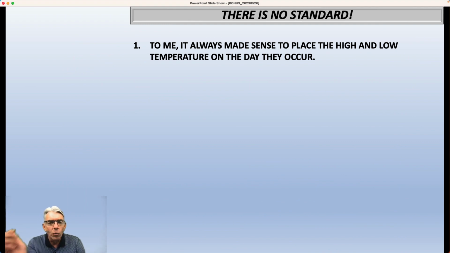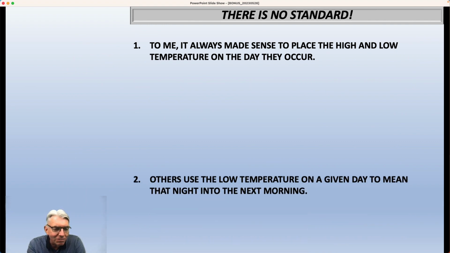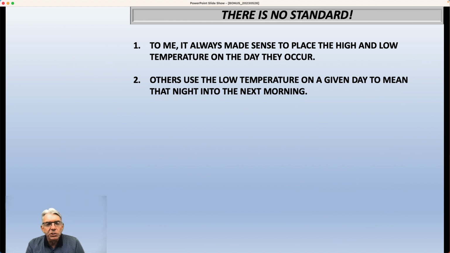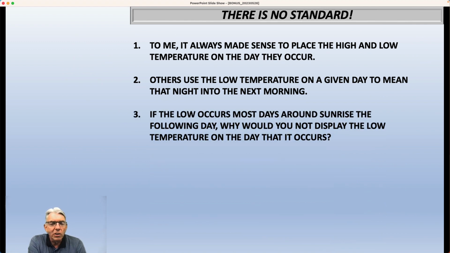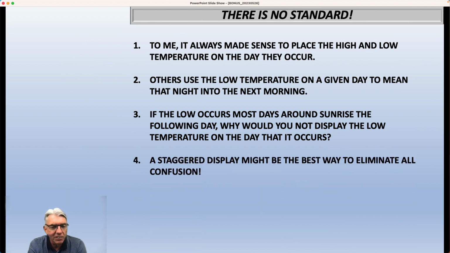To me, it always made sense to place the high and the low temperature on the day that they occur, not the next day. I mean, if you're going to label it Monday and the low is going to occur Monday morning, then why would you put it on Tuesday? Okay, that's just the way I look at it. Others use the low temperature on a given day to mean that night into the next morning or the next day, okay? If the low occurs most days around sunrise the following day, why would you not display the low temperature on the day that it occurs?